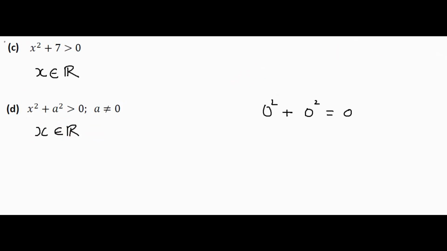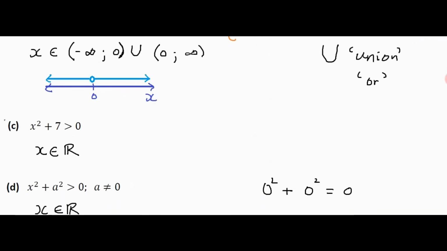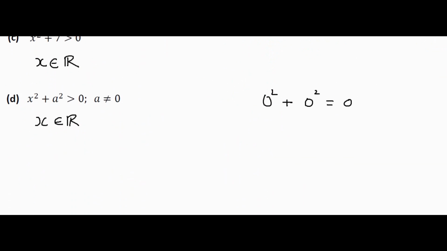Let's look at E. We have x squared strictly less than 0. So we're looking for real numbers such that when we square them, the answer is less than 0, or negative. Now, no real number squared will ever give a negative answer. So in this case, there's no solution to this inequality. So no solution.